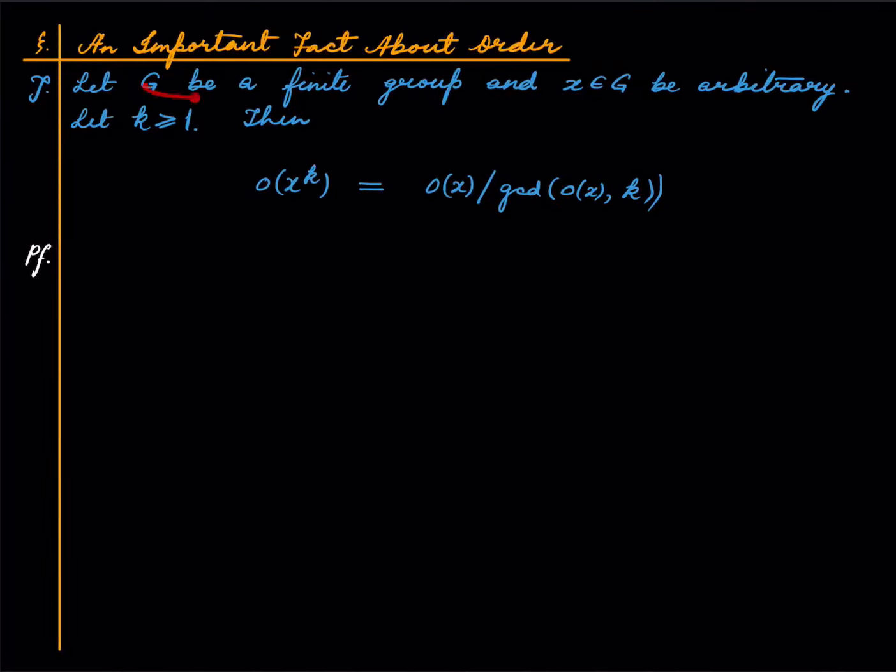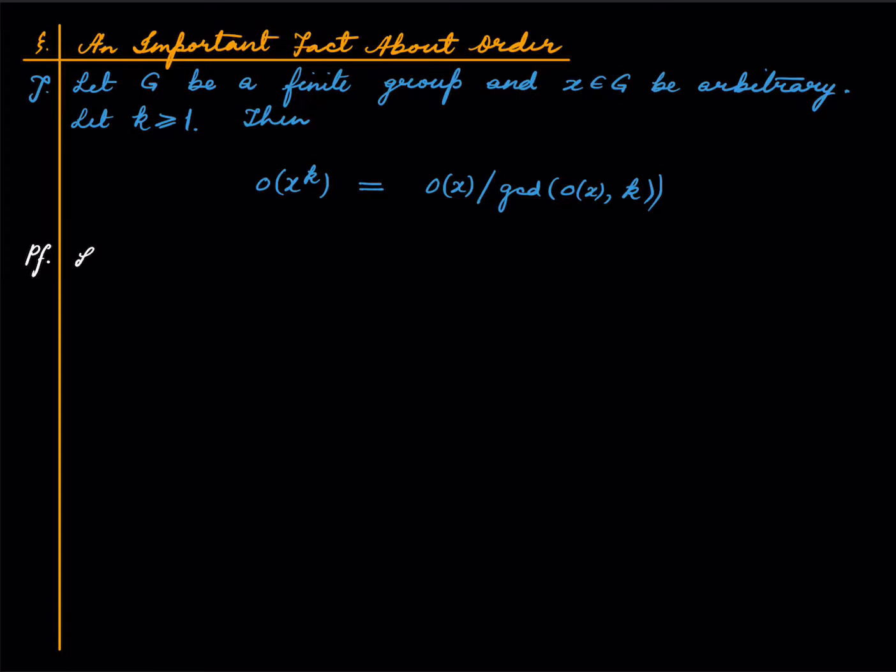So G is some finite group, and X is some arbitrary element in the group. Fix a positive integer k. Then we want to say that the order of X to the k can be calculated if you know the order of X by this formula. So here we have a GCD appearing. So this is the formula by which you can calculate the order of the exponent of something whose order you already know. All right, so let's prove this.